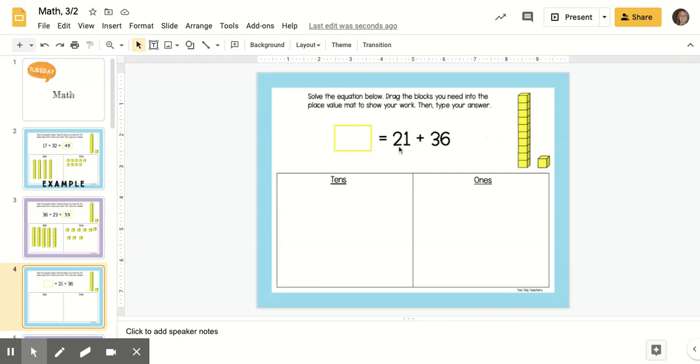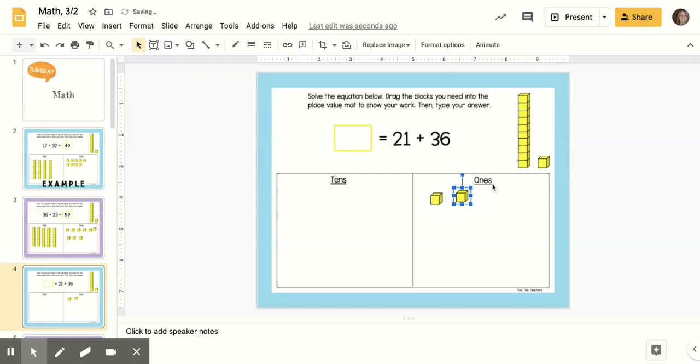So I'm going to take a look at 21 first. So I'm going to look at my ones, and then I'm going to look at my tens. I always like to work with my ones first. So let me see. I've got 1 in the one place value. So I'm going to drag 1 cube over, and I'm going to drop it right there. Okay. Then I'm going to take a look at my next number and see how many ones I have. Oh, I have 6 ones on this side. So I'm going to drag 6 ones over here.